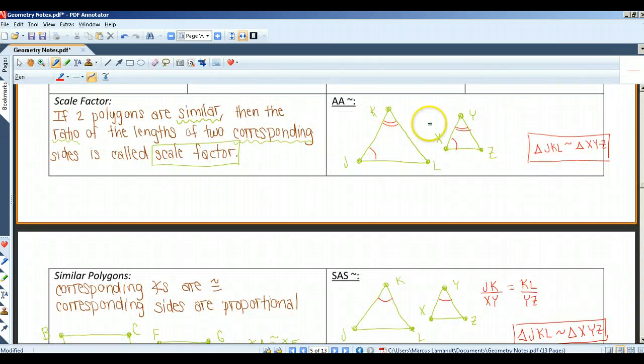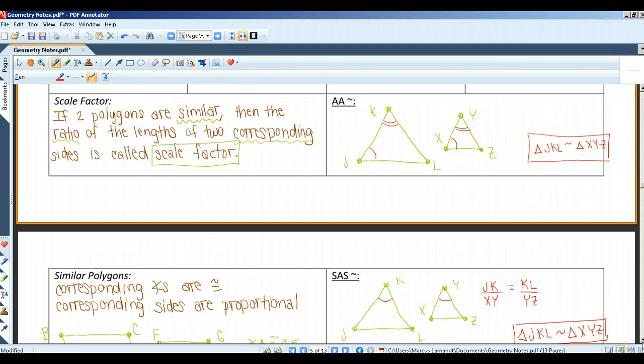On the right over here, I have some postulates or theorems that you can use to prove that two triangles are similar. The AA similarity postulate, remember this little symbol means similar: if two angles in one triangle are congruent to two angles in another triangle, then the two triangles are similar.